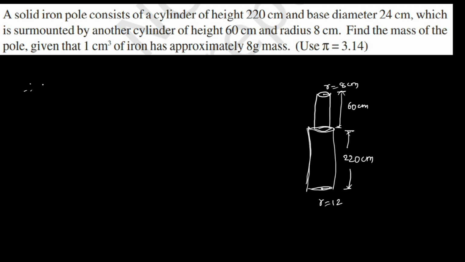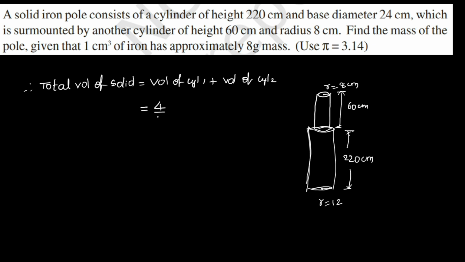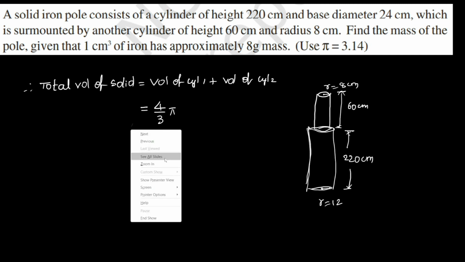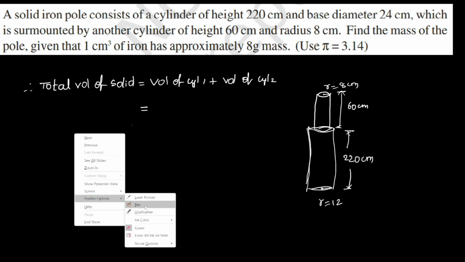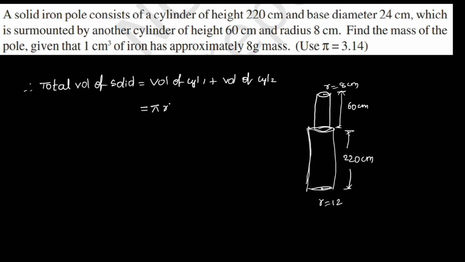So therefore total volume of solid is given by volume of cylinder 1 plus volume of cylinder 2. So volume of cylinder 1, and what is the volume formula? 4/3 pi r cube. Sorry, it is a cylinder for us. If it is a sphere it is 4/3 pi r cube; for a cylinder it is pi r square h. Okay, so pi r square h plus pi r square h.